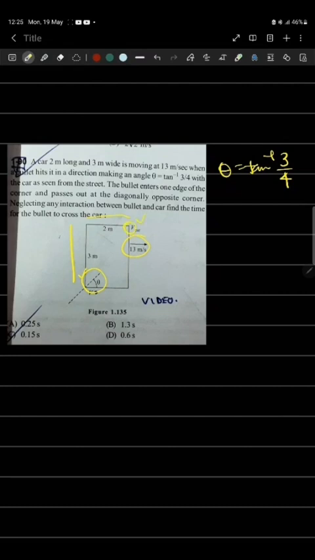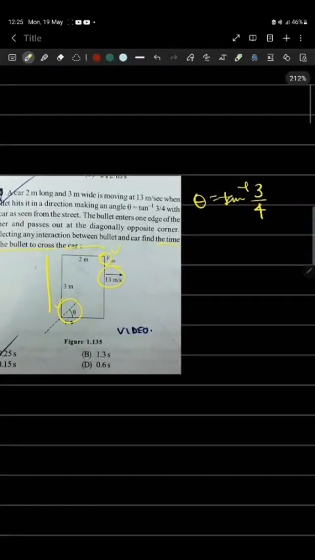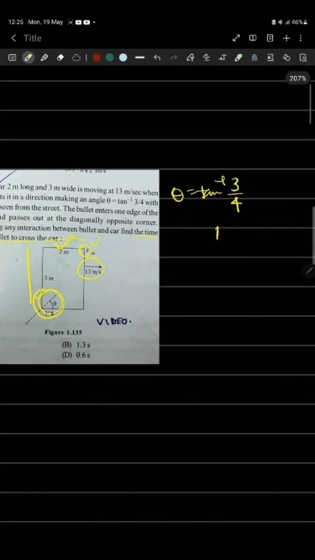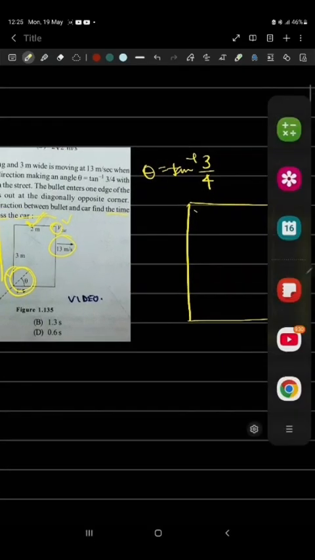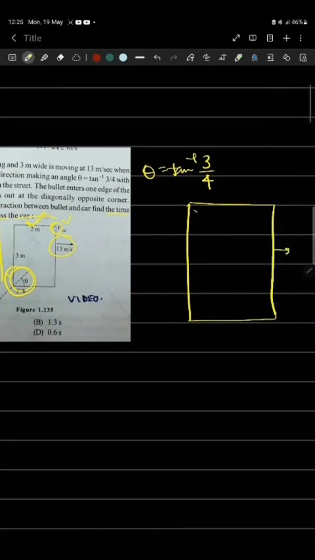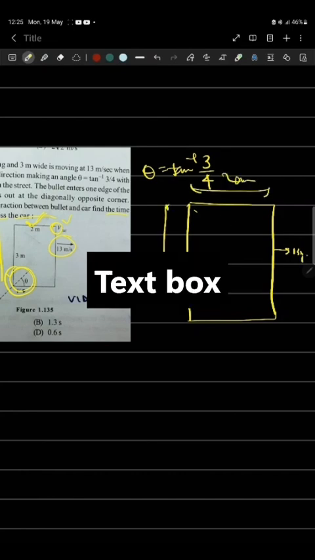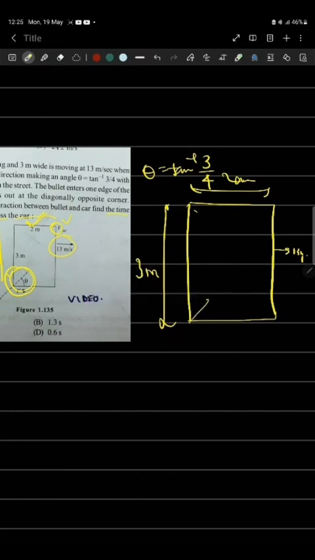So it is asking for the time of the bullet to cross the car. Okay, so now we are going to use the concept of relative velocity. We will be viewing the motion of the bullet from the car frame. So let's write this. This is the car. This is moving at 13 meter per second. This is 2 meters. This is 3 meters. This is the V, making the angle theta.